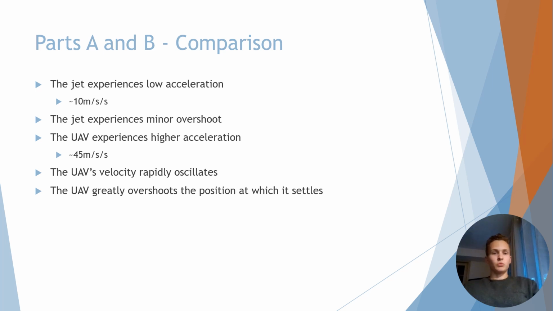Since the damping constant was designed specifically for a fighter jet, its range of usability is limited to craft of similar size and speed. The jet performs significantly better than the UAV in this system.